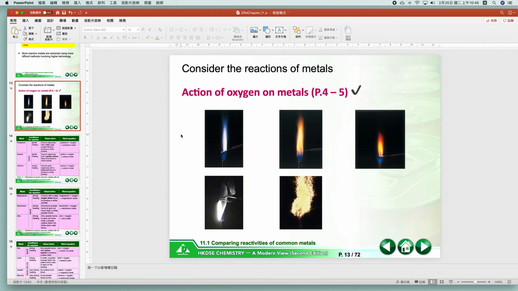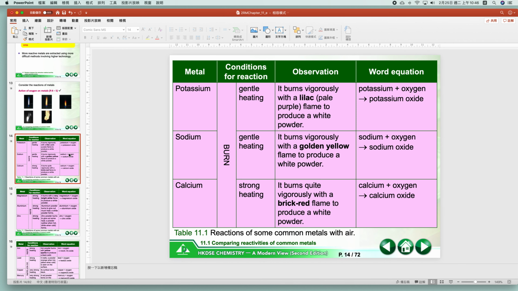When we talk about the other factors for comparing reactivity of metals, let us take a look at the reactions of metals. The first one, on page 4 to page 5 of your textbook, you can see how different metals behave when they are burnt on a Bunsen flame. In these pictures, you can see different flame colors obtained when we burn different metals. So you can see how they behave differently.